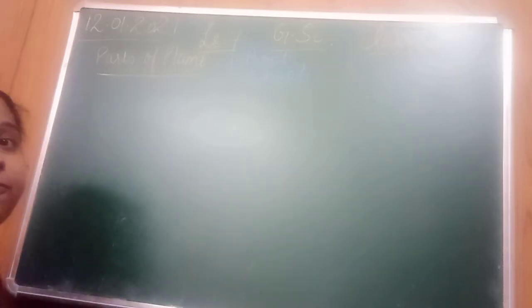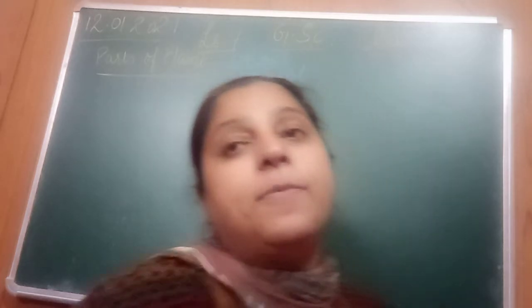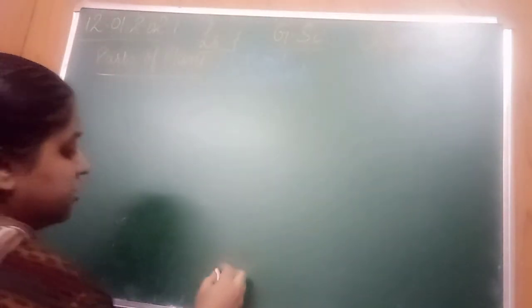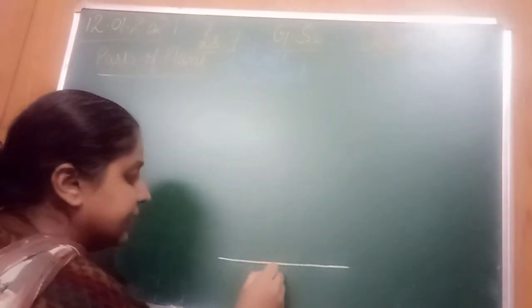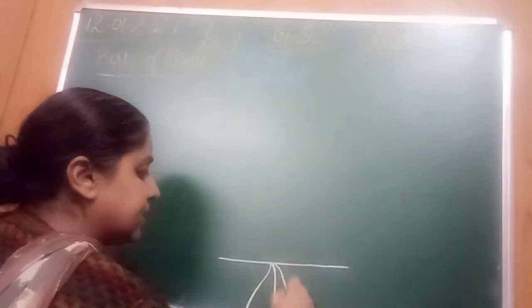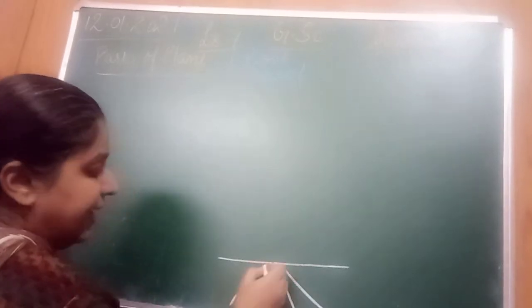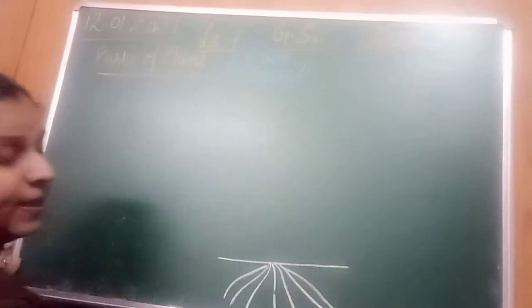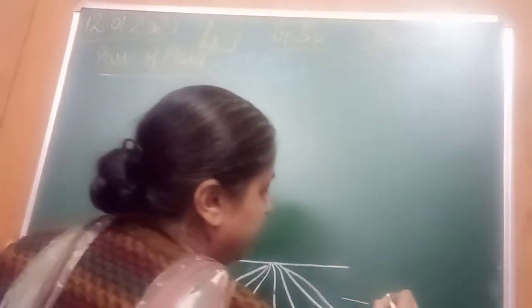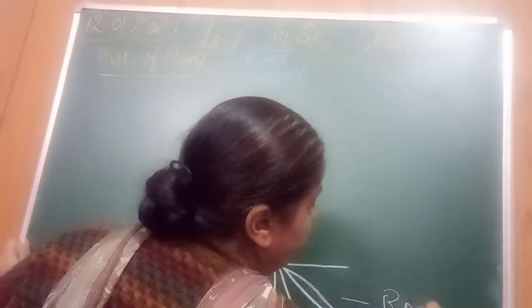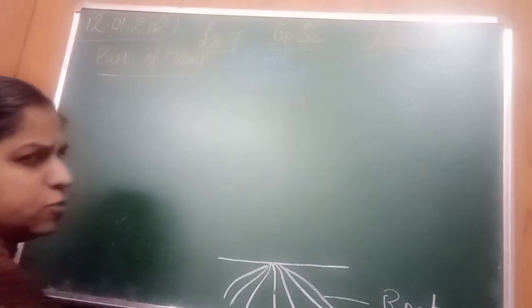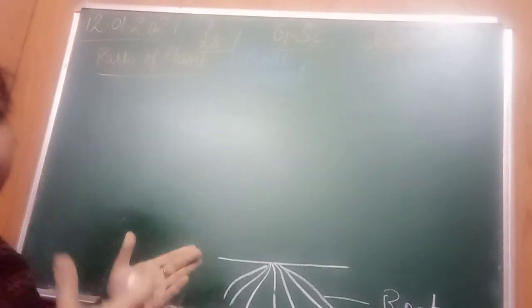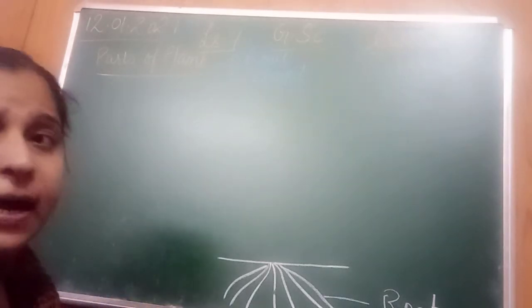First of all, before starting the explanation, we have to draw the diagram of parts of the plant body. So we will be starting with this. These are roots. This line I have drawn shows it is below the ground. Then roots are of two types. We will be taking all the parts one by one.